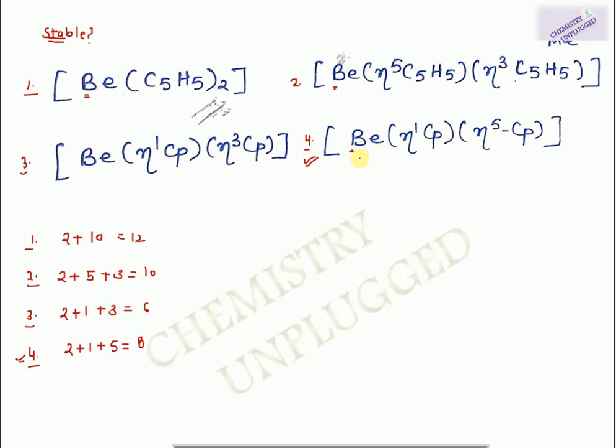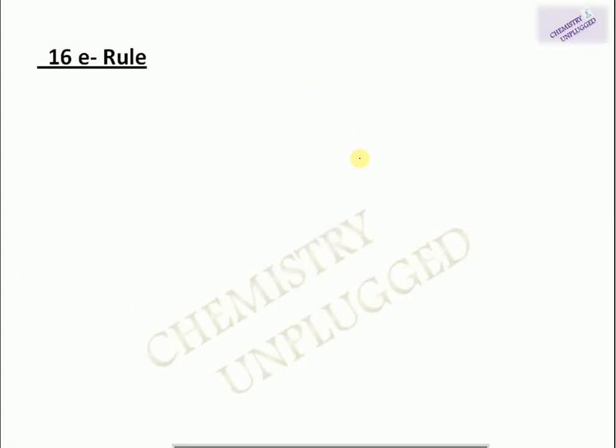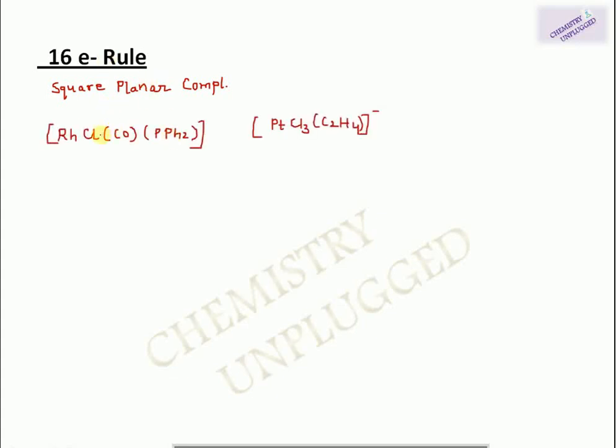So next we will take the 16 electron rule. What is the meaning of the 16 electron rule? Some complexes follow the 16 electron rule and their stability is defined by it, and this rule applies to square planar complexes. We will take some examples of complexes following the 16 electron rule. These two complexes are very important examples. They are square planar complexes, and this complex is also known as Zeise's salt.